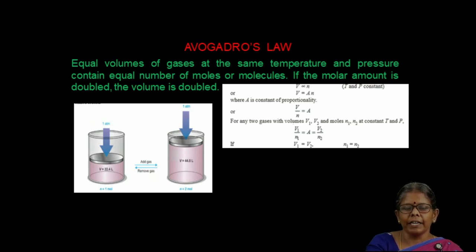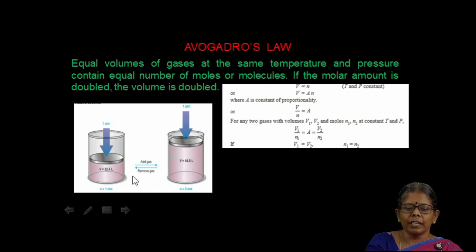When we are comparing two gases with equal volume, equal pressure and equal temperature, the number of moles of the gas will also be the same. If the molar amount is doubled, the volume is also doubled. That is given as Avogadro's law. That is, if two volumes are the same, then the number of moles is also the same under the condition of constant pressure and temperature. Therefore, it is given as V1 equal to V2 when n1 equal to n2.